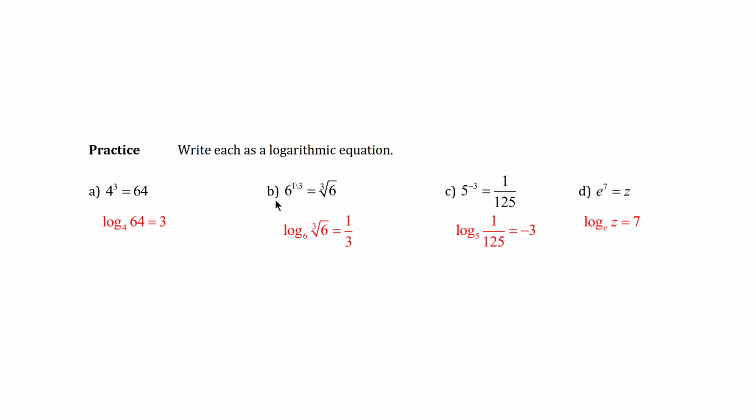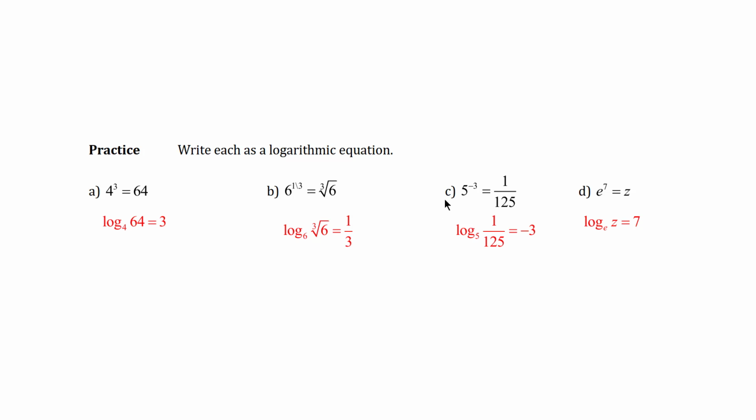For part B, we start off with the base of the logarithm, which is 6. The value in front of the logarithm is the cube root of 6, and the logarithm is always equal to the exponent, which is 1 over 3. So we have log base 6 of the cube root of 6 equals 1 over 3.